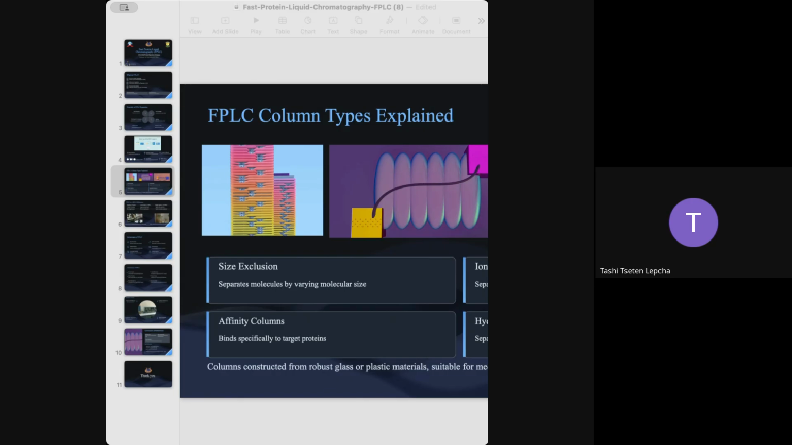These columns are usually made up of strong glass and protein that can handle medium pressure. Choosing the right column is like choosing the right tool. It decides how pure and accurate your final protein will be. So let us go to the next slide.